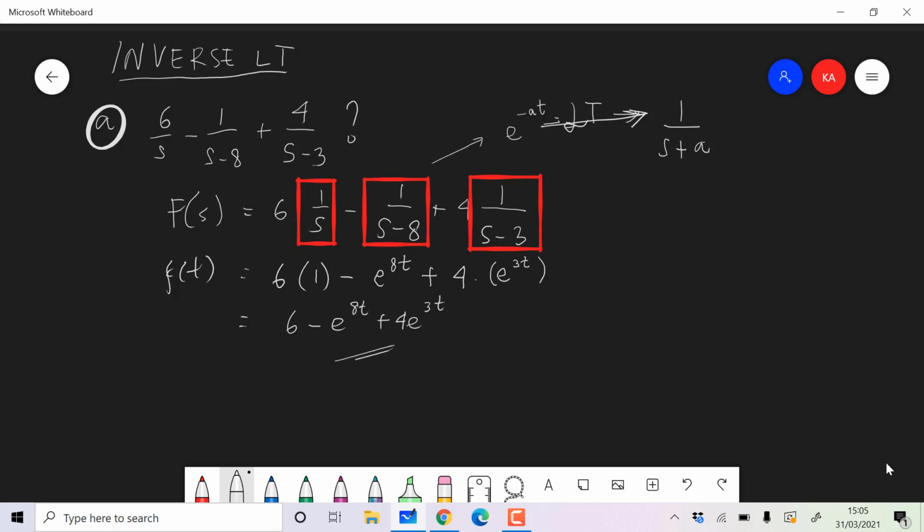So in this problem, how do we solve the inverse Laplace? First, we have to change from this form to the common form of the Laplace transform: 1 per s, 1 per s minus 8, and 1 per s minus 3. After this, we convert from the common form of the Laplace function in domain S, and then we can get the answer. So it is easy for us.